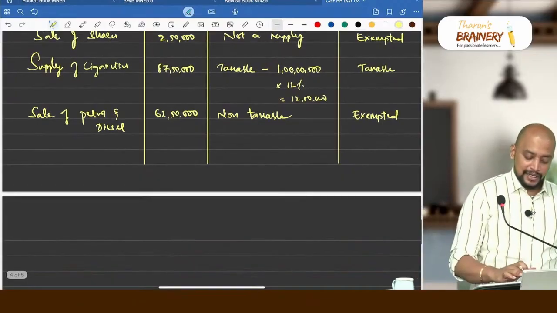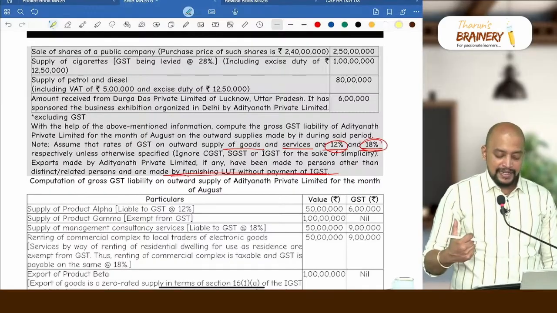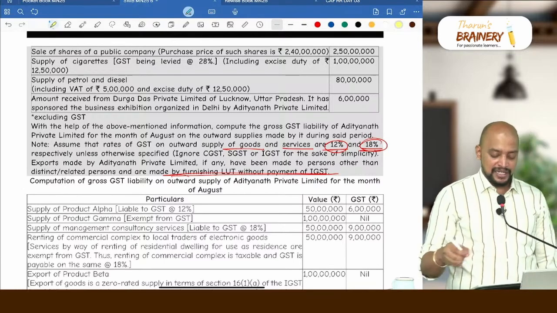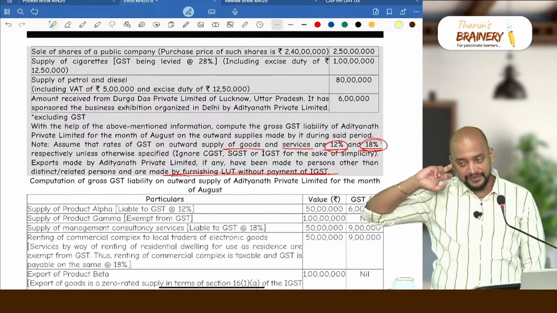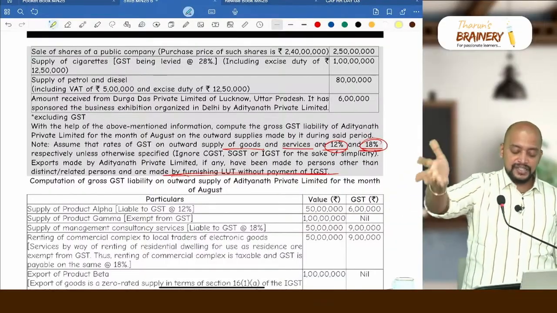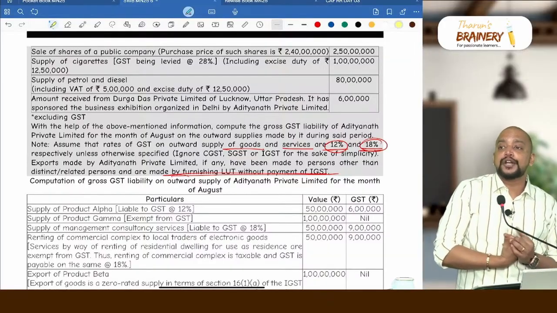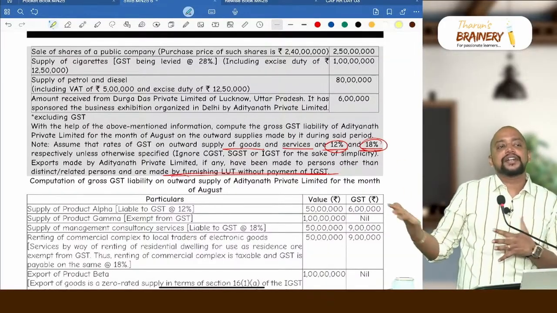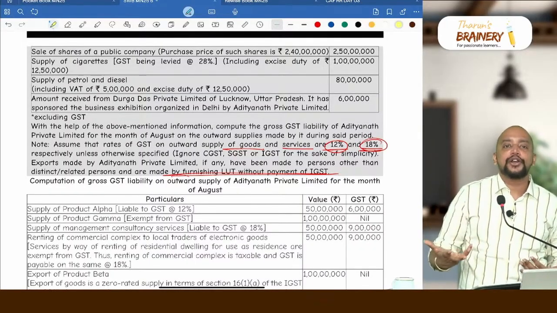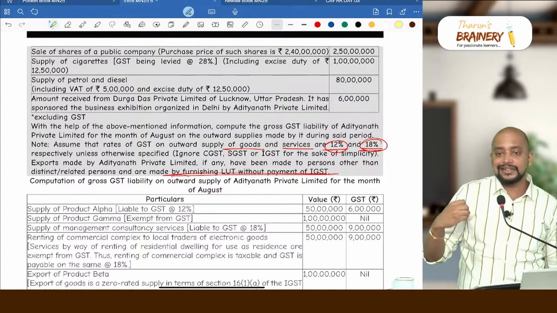Next one we have amount received from Durgadas Private Limited of Lucknow. It has sponsored the business exhibition organized in Delhi by Adityanath Private Limited. Basically, in case of sponsorship services, if the recipient is a body corporate or firm, it will be covered under RCM. So it's a sponsorship service. For sponsorship service only one exemption is there, that is if the sponsorship is with respect to a recognized sporting event. Here it is not a recognized sporting event. Due to that reason this sponsorship service will be taxable, and as the recipient is a body corporate, it will be covered under RCM. Means it will not be taxable in the hands of Adityanath Private Limited.